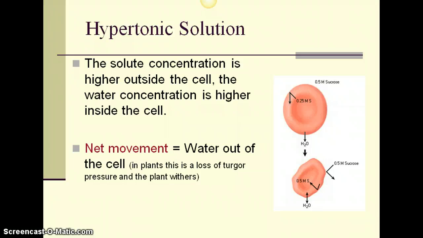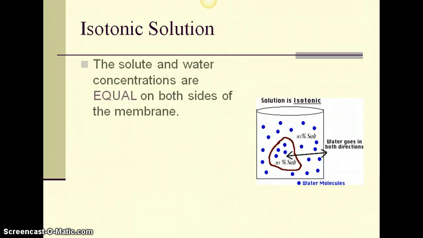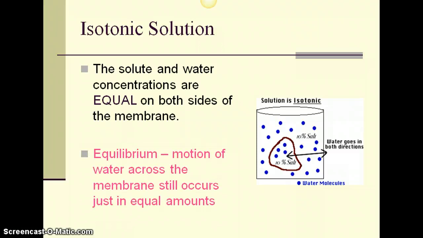In plants, this is a loss of turgor pressure, and the plant will wither. It can cause what's called plasmolysis, where the cell shrinks. And you can see here, this is a red blood cell that has shrunk because the water has left the cell. In an isotonic solution, solute and water concentrations are equal on both sides of the membrane. So water travels back and forth in equal amounts. It's called equilibrium. Water's still traveling, but it's in equal amounts across the membrane.